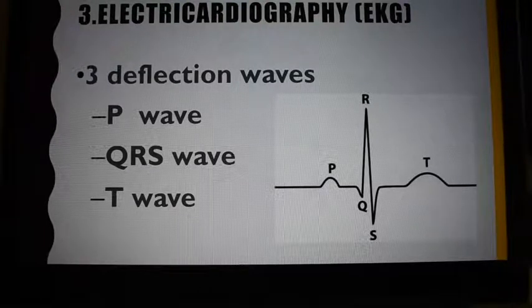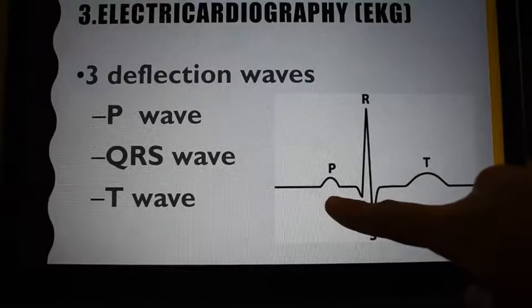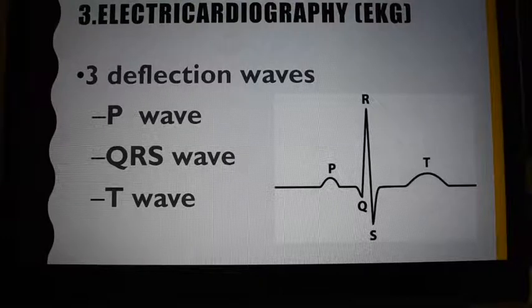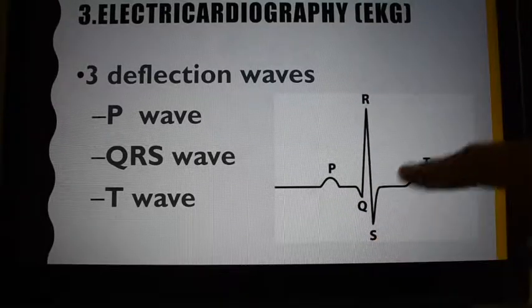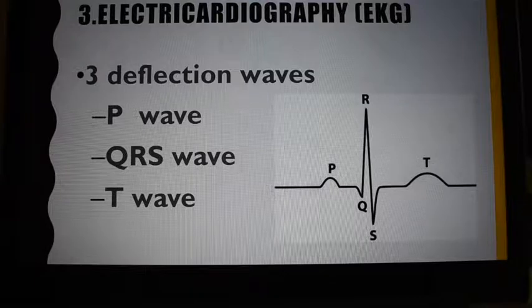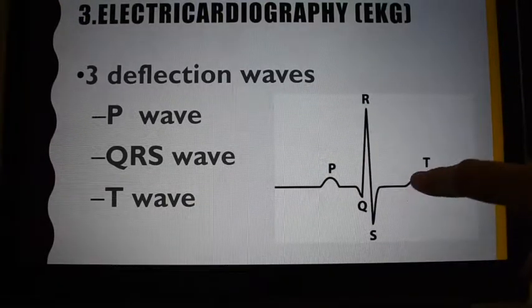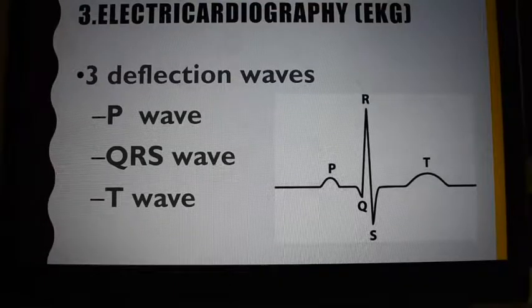Before we move on and make sense of what they are, the P wave, which is this one right over here, is the atrial depolarization. So the atrium is contracting. The QRS complex, which is this right over here, is the ventricles contracting. And the T wave, which is this at the end, is the ventricular repolarization. So it's the relaxation of the ventricles.